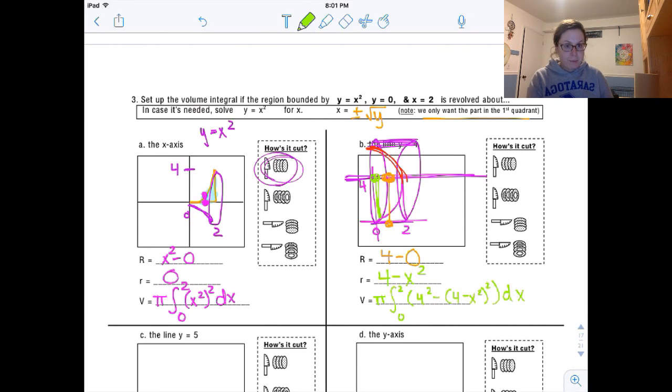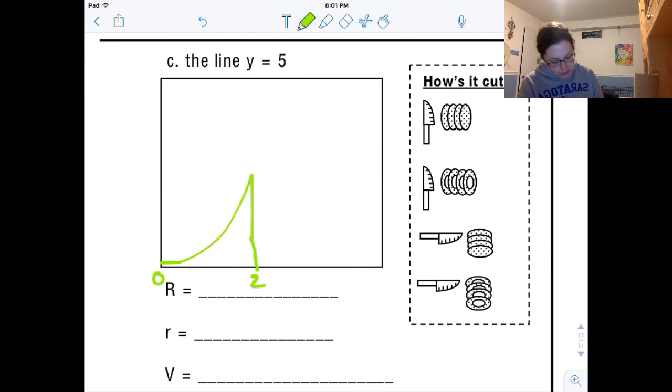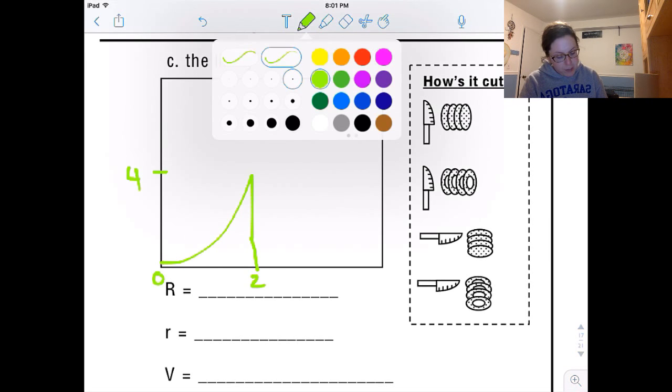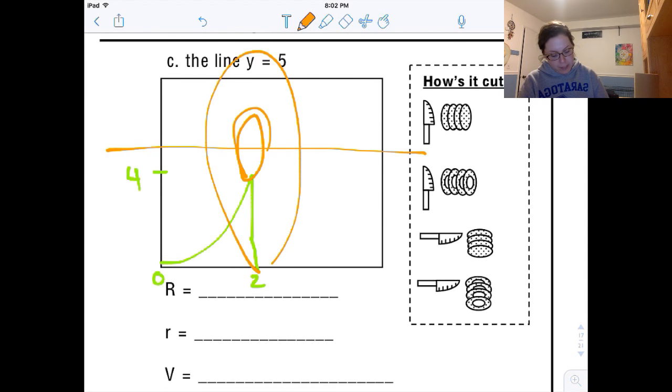Okay, next one. y equals 5, same region, just rotating it around a different line. So it's this same region. This color kind of stinks, sorry. This is 0, this is 2, that's 4, right? And we're going around the line y equals 5, so that's up here. So there's definitely going to be a gap in this one. So rotating this around, we're going to get like that. Rotating the outer part around, we get that. Rotating this around, we'd get that.